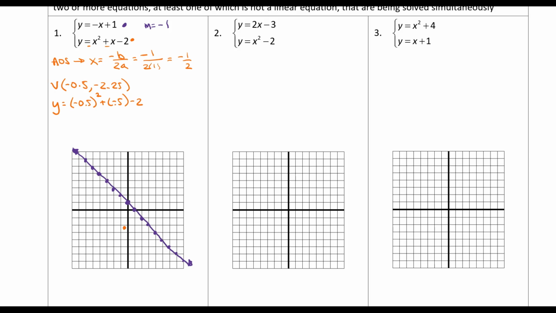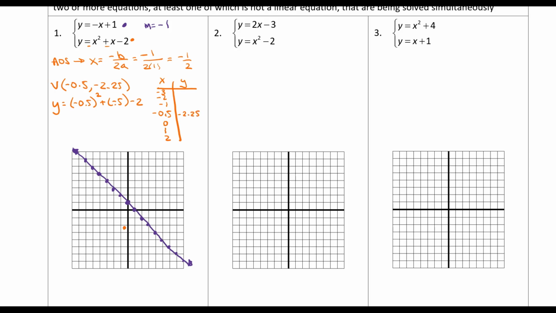The next thing we need to do is find some more points. The reason we find the vertex first is so we know where to look for points. In this case, we want to look on either side of the vertex. So our vertex is going to go in the middle, and then I'm going to pick some points that are a little bit bigger and a little bit smaller. Now I may have to add more points to my table, but I'm going to start here and see if this is going to be enough.